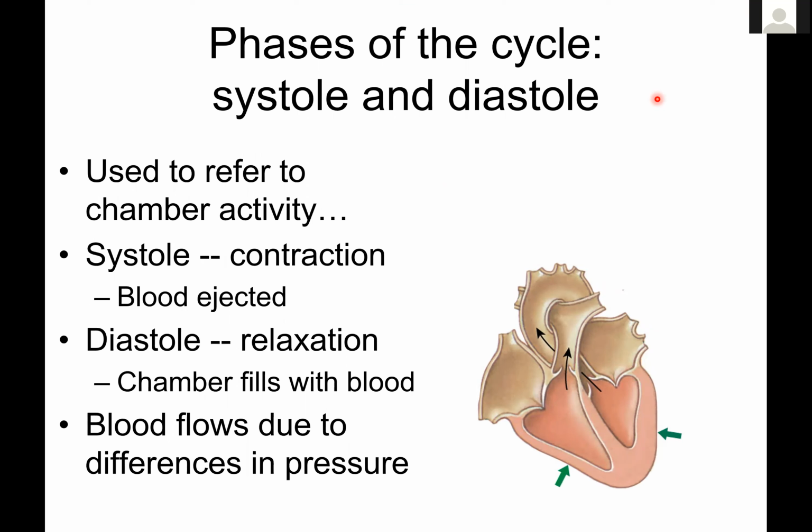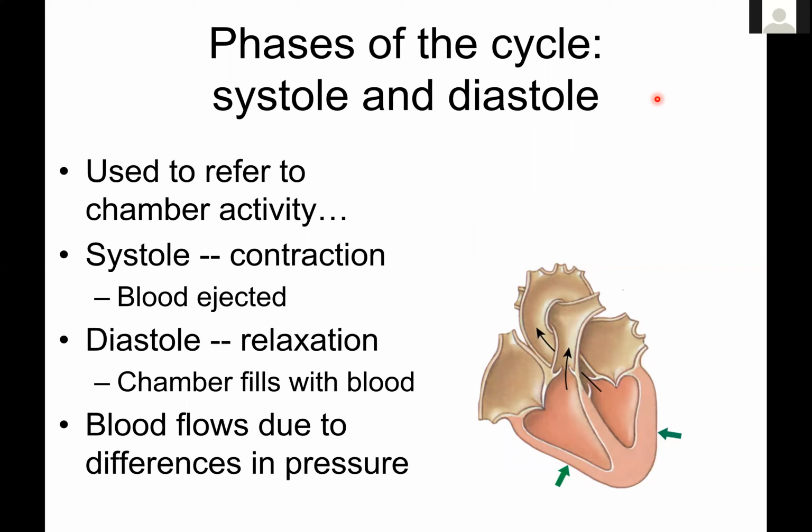So to start with, we want to talk about some very general terminology around the heart. Systole and diastole are two of these. These are used to refer to the state of the chamber in question, which is to say, is that chamber contracting or is it relaxing? Systole equals contraction, and this is the time during which blood is ejected. If we're talking about the atria, that means blood is being ejected into the ventricles. And if we're talking about the ventricles, it means blood is being ejected into the pulmonary trunk and into the ascending aorta, respectively.